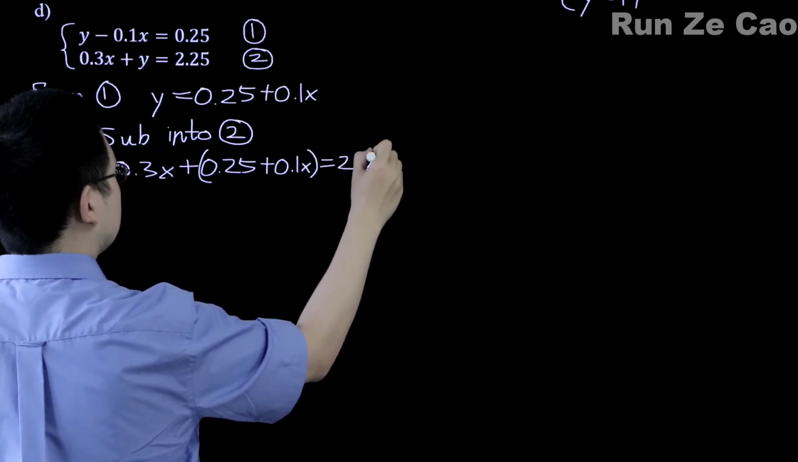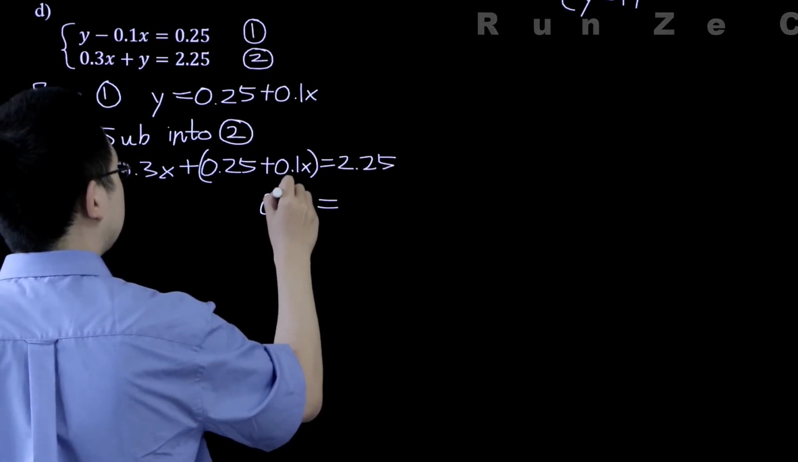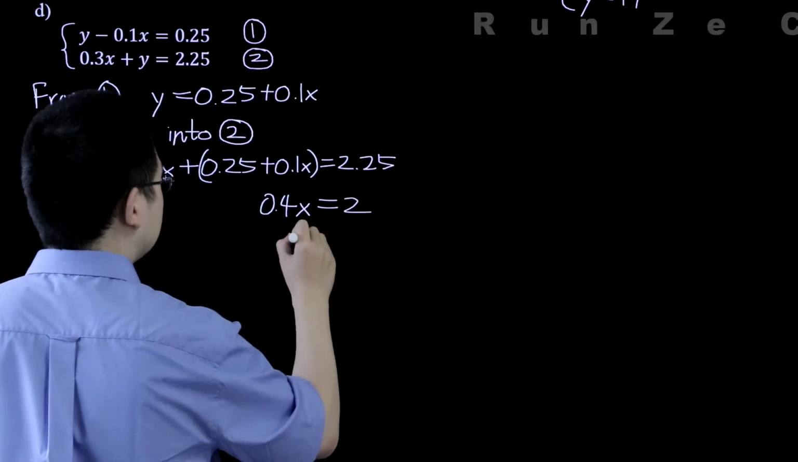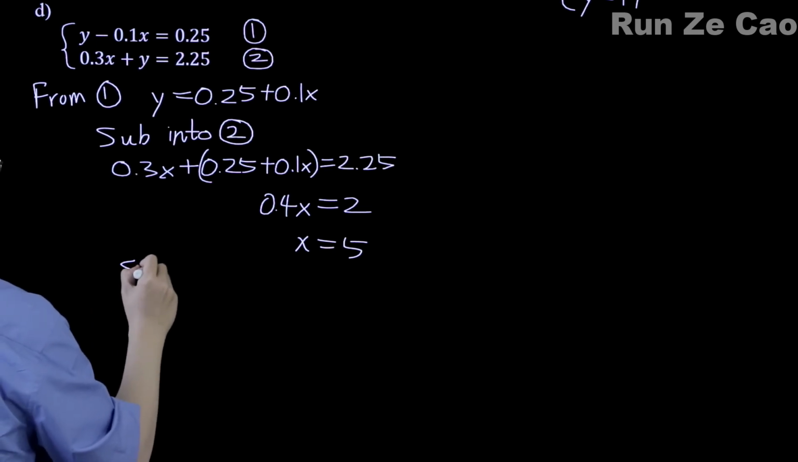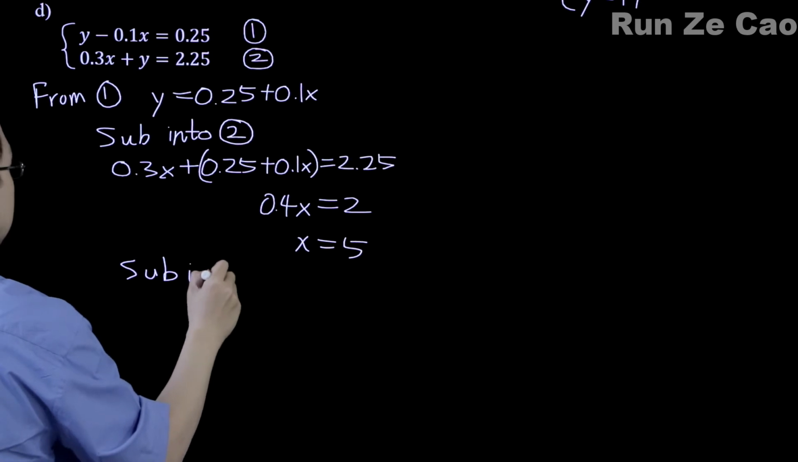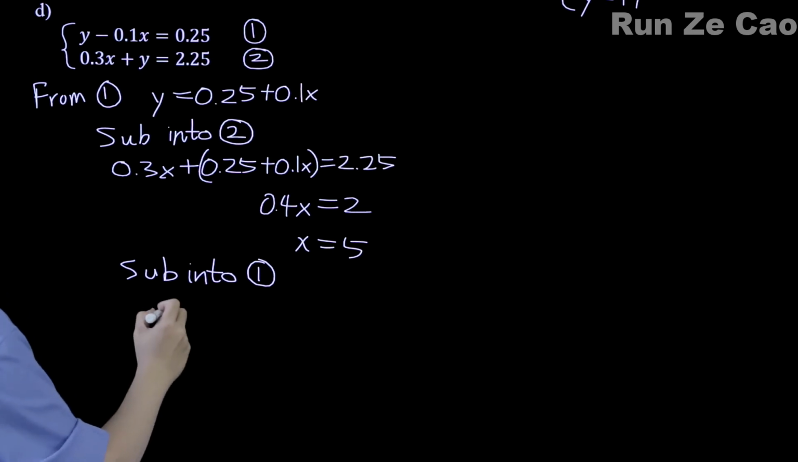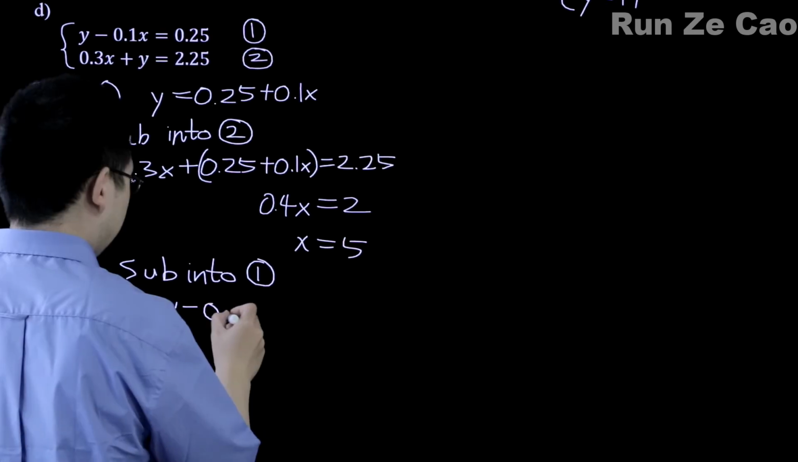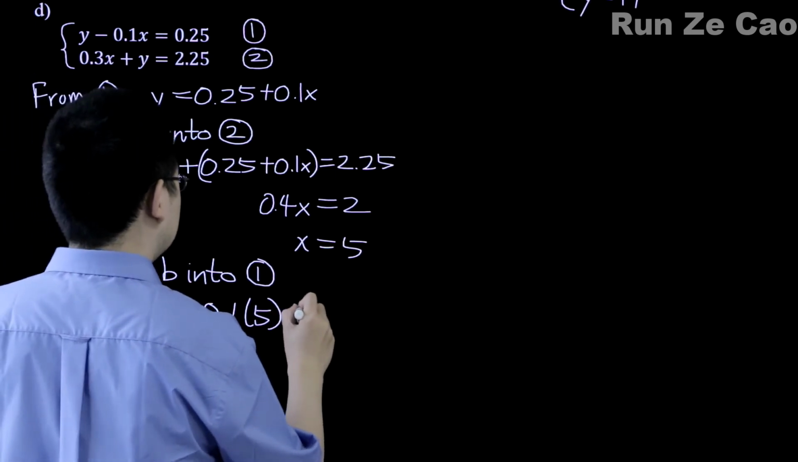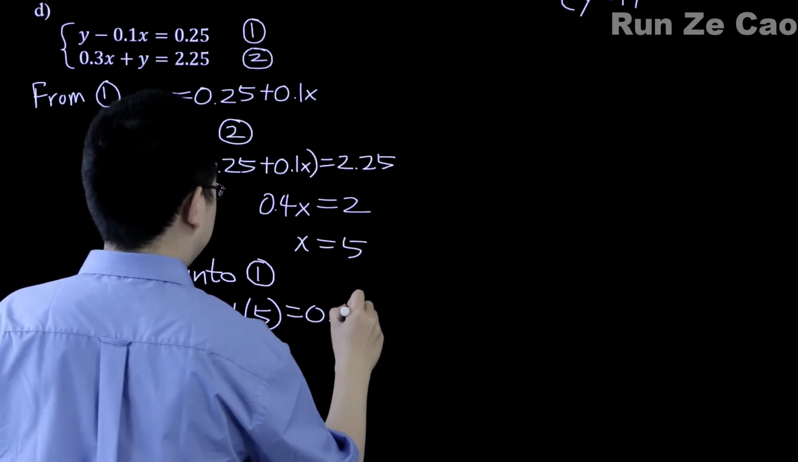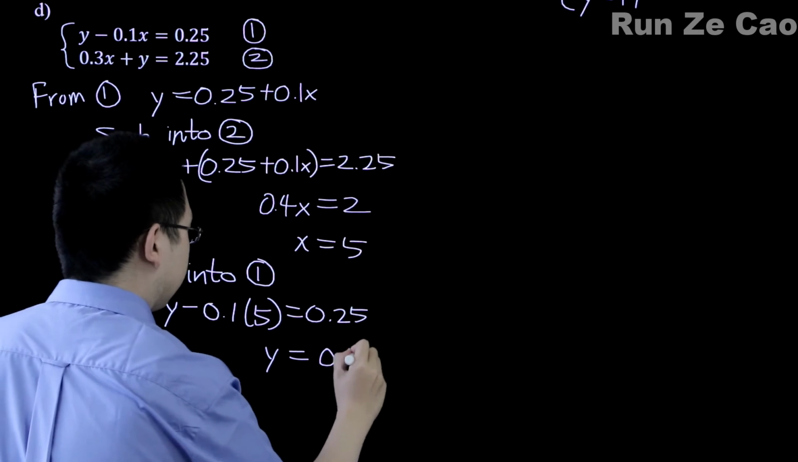equals 2.25. So 0.4x equals 2 and x equals 5, and we sub this into 1, and this gives us y minus 0.1 times 5 equals 0.25. Y equals 0.75.